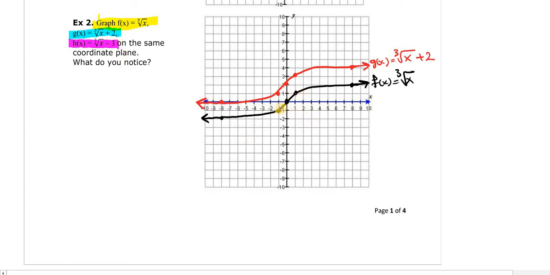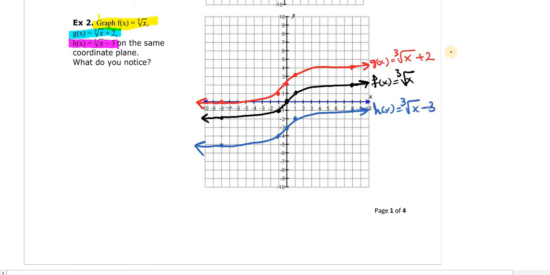That means all of these important points on the parent function have to move down 3 units. That will move (0, 0) 3 units down to (0, -3). That will move (1, 1) down 3 units to (1, -2). And that will move (8, 2) down to (8, -1). On the other side, (-1, -1) is going to move down 3 units to (-1, -4). (-8, -2) is going to move down 3 units to (-8, -5). And then we sketch the graph of the function. And this is h of x, which is the parent function minus 3 units.